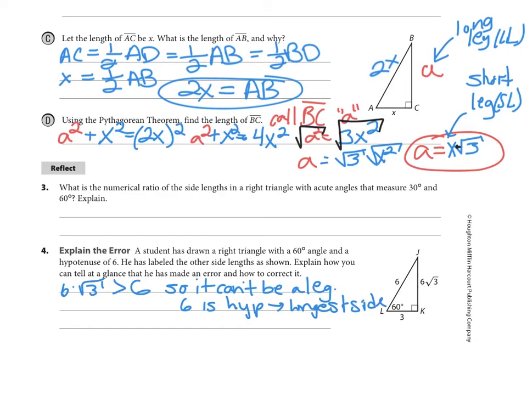So the question is, how do we correct it? Well, remember, we take the long leg as the short leg times the square root of 3, and the short leg is not 6, it's 3 times the square root of 3 gives me the long leg. So that should be my correction there, okay? Don't just see a radical 3 and call it good. All right, let's move on to application.